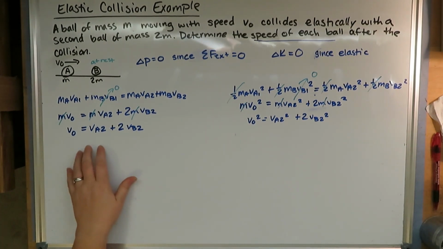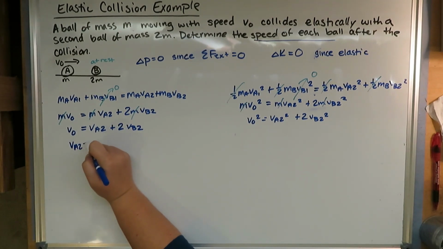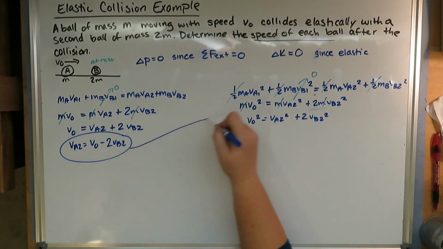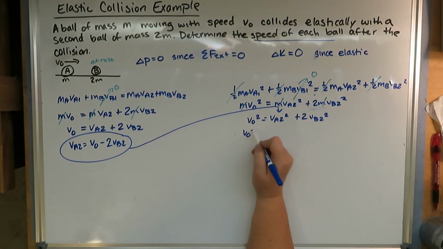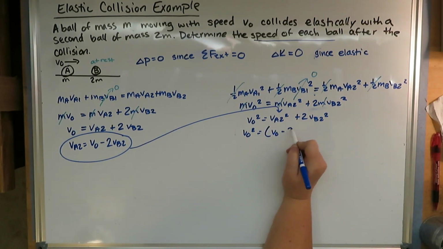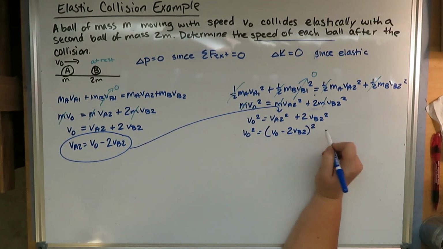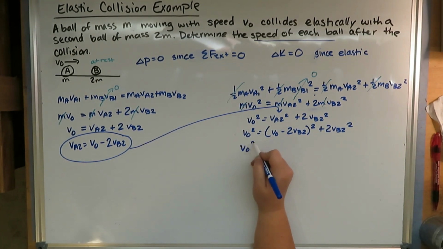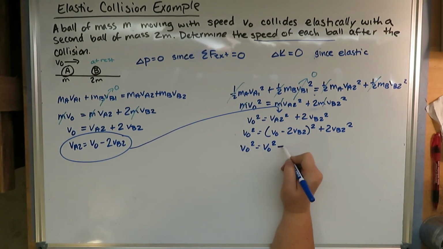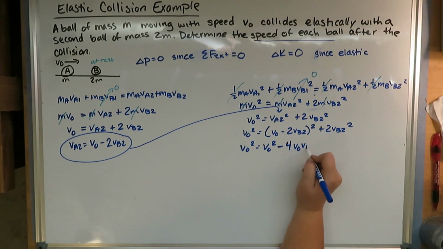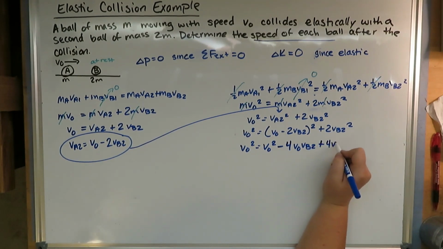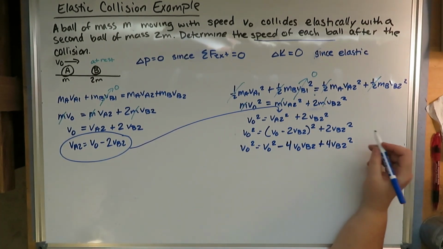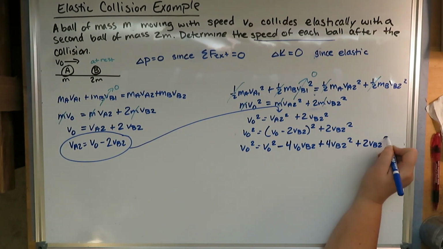So I'm going to solve the momentum equation for VA2. VA2 is going to be V0 minus 2 VB2. And then I'm going to plug in over here. So I get V0 squared is equal to (V0 minus 2 VB2) squared plus 2 VB2 squared. Then I need to expand that term. So I get V0 squared is going to be V0 squared minus 4 V0 VB2 plus 4 VB2 squared, distributing that out, plus 2 VB2 squared.